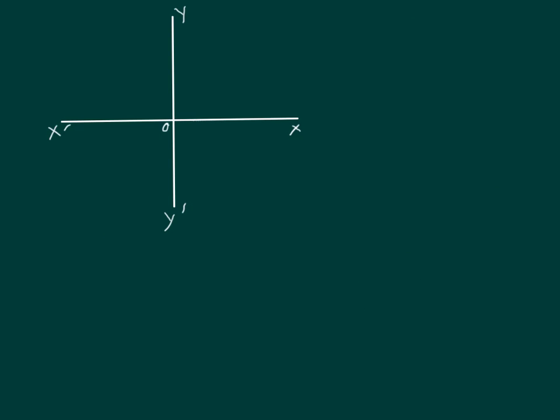Also recall that we name the quadrants as first quadrant, second quadrant, third quadrant, and fourth quadrant. We had x and y both positive in the first quadrant, x negative and y positive in the second quadrant, x negative and y negative in the third quadrant, and x positive and y negative in the fourth quadrant. Similarly, we can name our octants.